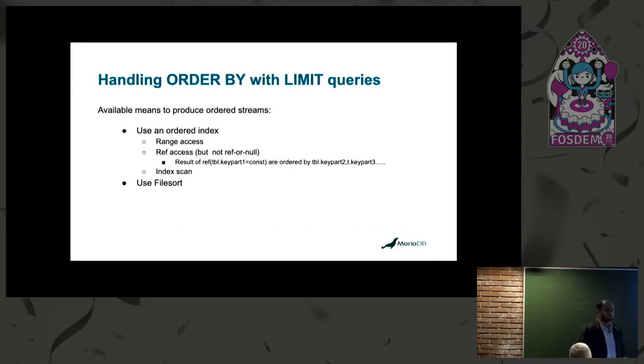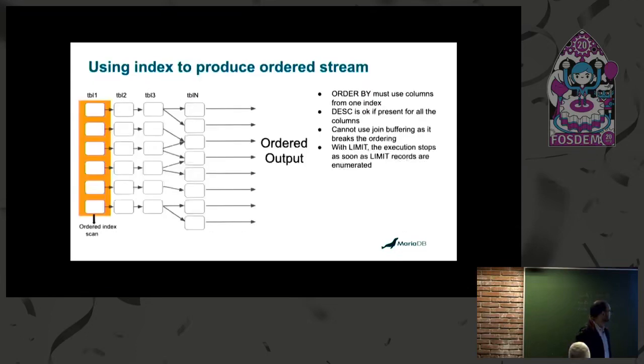Second case would be file sort. File sort would have 2 ways. Either you sort the first table and then do the join with the remaining tables, or you put the entire join inside a temporary table and then sort the temporary table. So this is the first case that we will use with an ordered index.